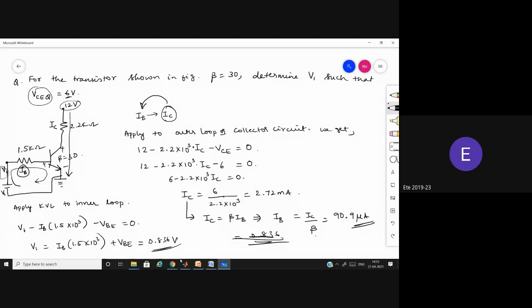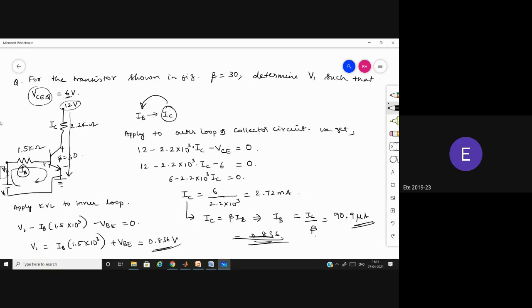0.7 only. That's what I told. If they are not given anything, consider it to be 0.7. If they have given the VBE value, then you have to take that. Suppose they say it is a germanium transistor, then you need to take it as 0.3. For a silicon transistor, you have to take 0.7 only. Okay, if they have given VBE equal to 0.4, then you have to take 0.4 only. You cannot take 0.3 nor 0.7. So that's about this problem.